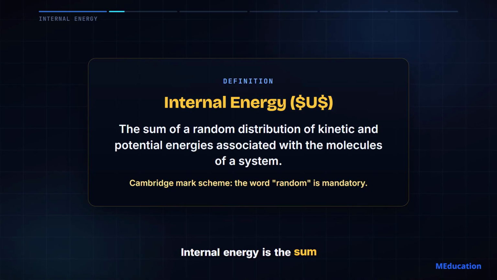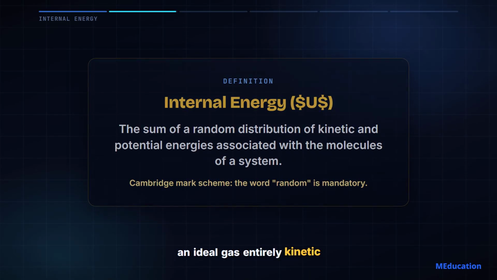Internal energy is the sum of a random distribution of kinetic and potential energies associated with the molecules of a system. The Cambridge mark scheme is unforgiving here. Miss the word random and you will lose the mark. We will explore how this energy relates to temperature and why, for an ideal gas, we assume zero intermolecular forces. This means zero potential energy, making the internal energy of an ideal gas entirely kinetic.